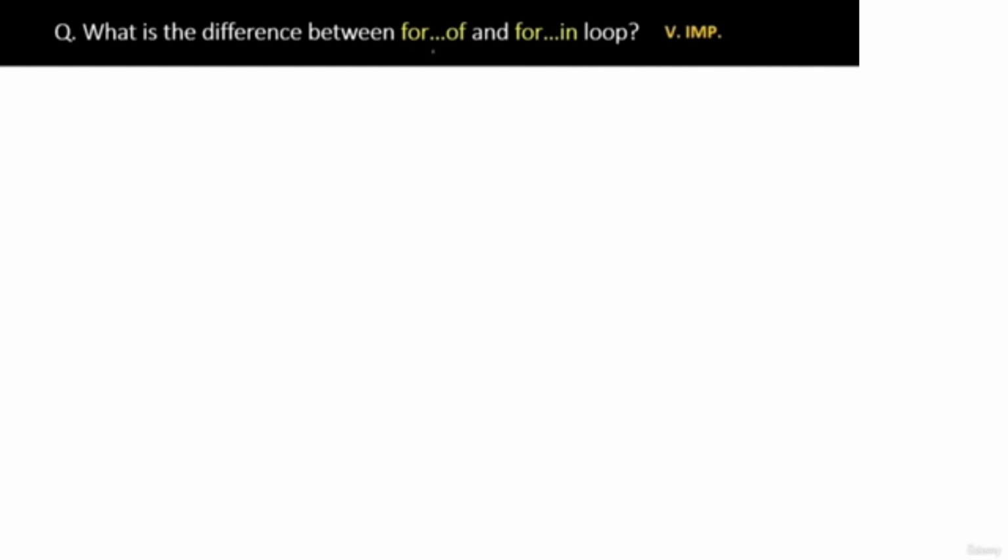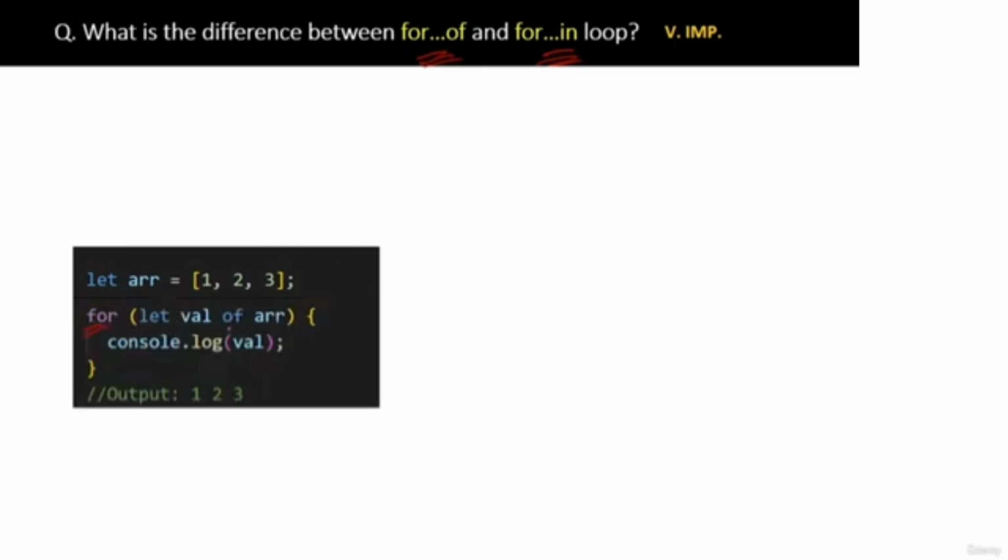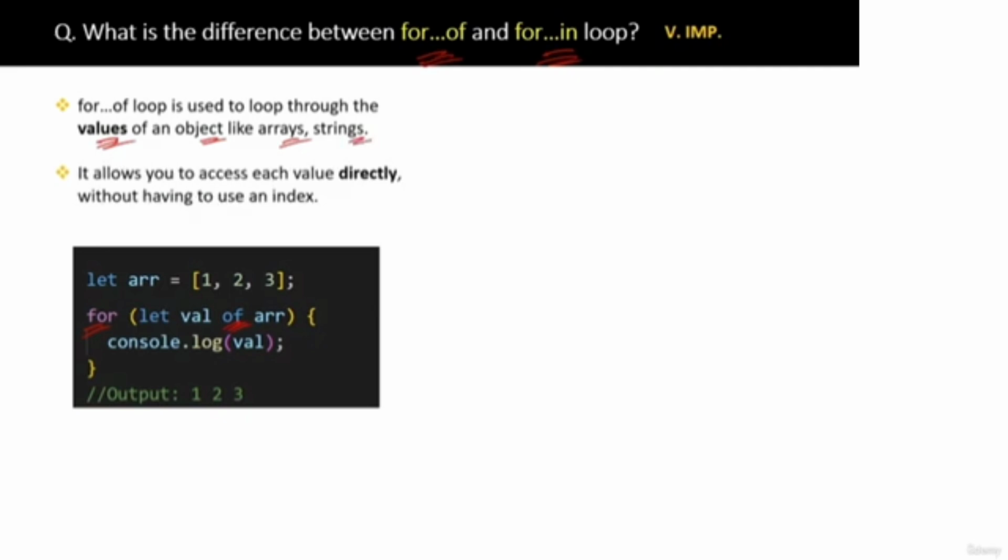What is the difference between for of and for in loops? All right, again a very good comparison. We know the for of loop. If we have an array like this, then we can easily iterate the array by using the for of loop like this. The definition is: for of loop is used to loop through the values of an object like an array or a string. Second point about for of loop is it allows you to access each value directly without having to use an index. Okay, no index is required.